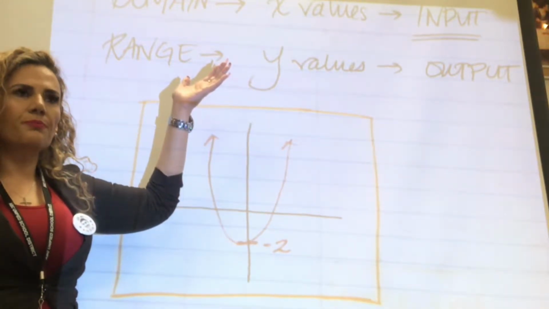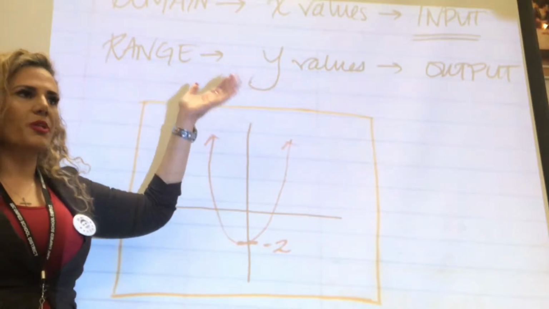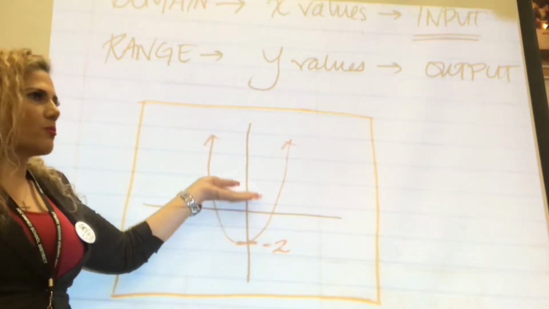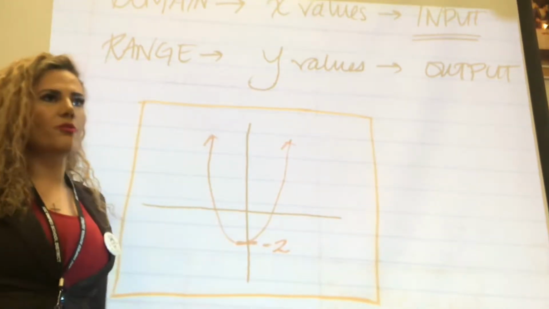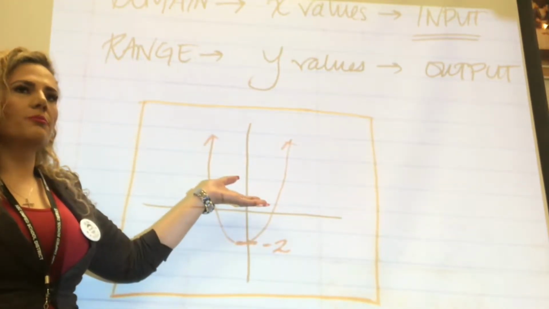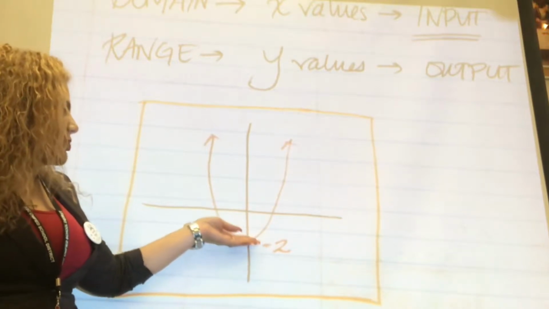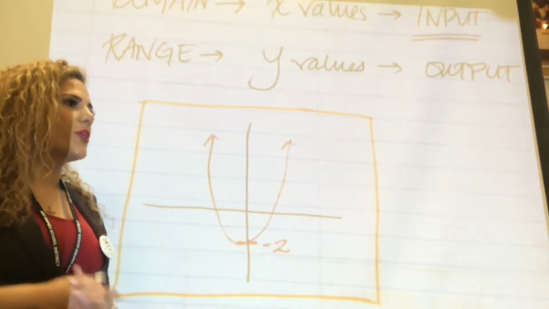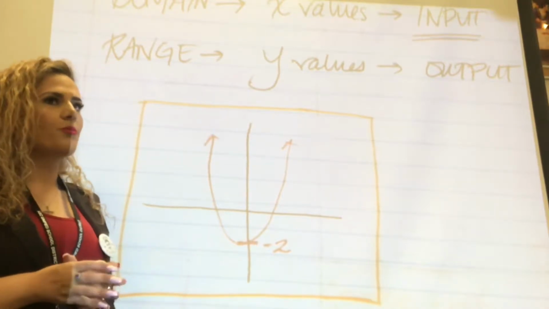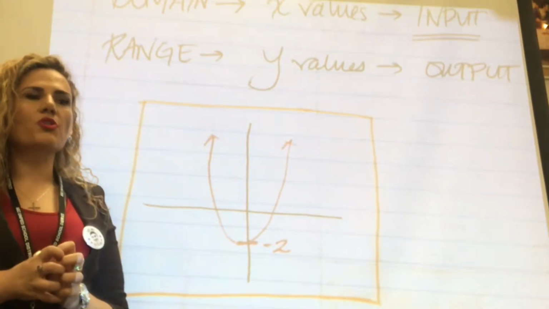Everybody with me? It's not always bigger because it exists bigger. If it had flipped down, it would be all the numbers smaller than -2. It's just where all the action is. So the action's at -2, at -1, at 0, so on and so forth, and those are all the y's that are greater than -2. So far, so good on range.